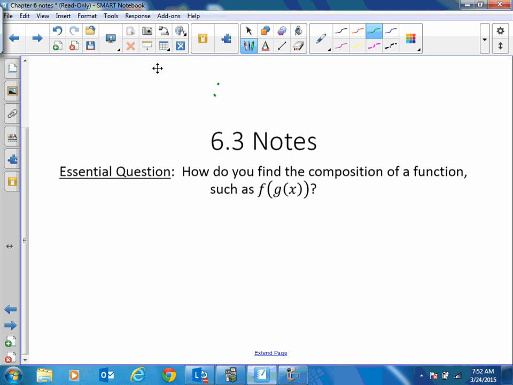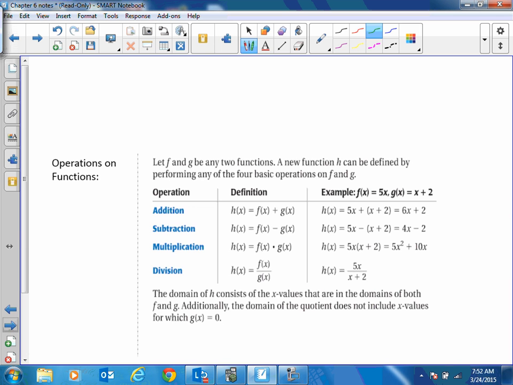All right, 6.3 notes, essential question. How do you find the composition of functions such as f of g of x? We'll talk about composition of functions. Probably haven't done this before.